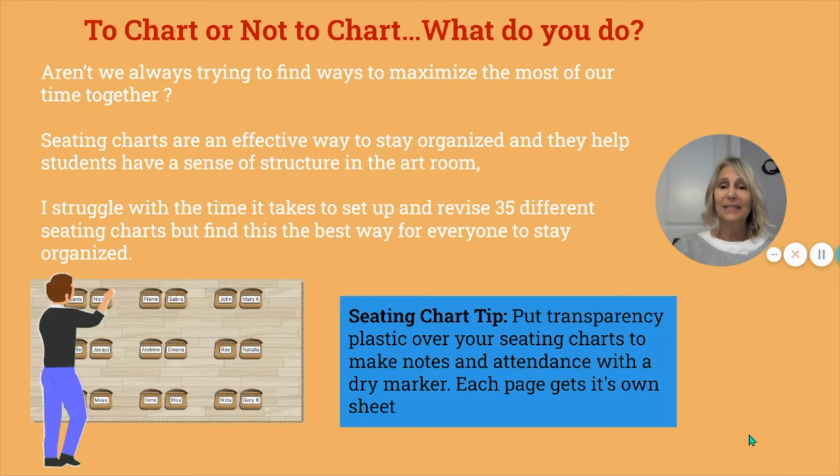I did find an interesting tip from a teacher that was posted online where they used transparency paper and they put it over the seating charts to make notes with an erasable marker. And then each page gets its own sheet. My seating charts right now in January are scribbled out, crossed out, whited out, and it would be nice to keep those things looking like new. So I think that's a great tip.